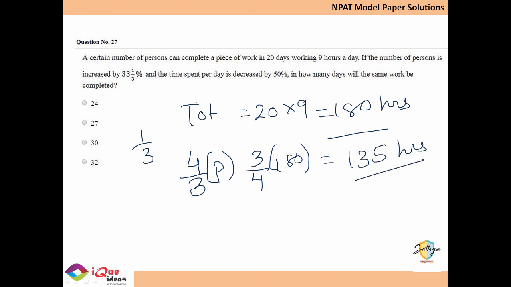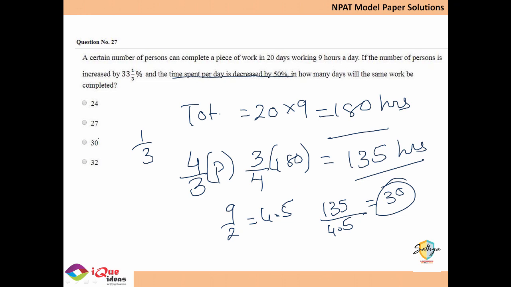But it is given that the time spent per day decreased by 50%. Originally 9 hours were worked every day. Now every day only 4.5 hours are used. So 135 hours divided by 4.5 hours per day gives me the answer 30 days. So now it takes 30 days to complete the same job.